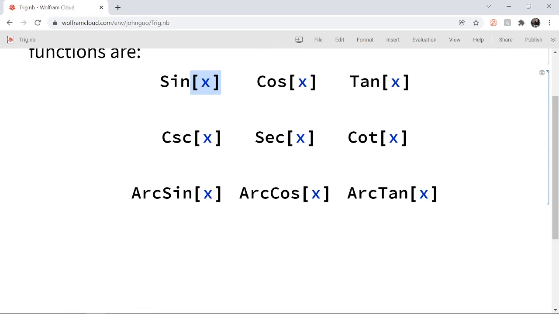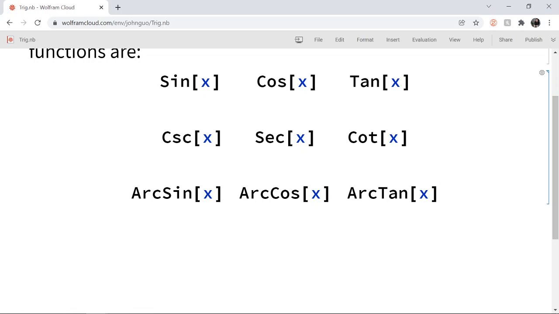Now when we look at the inverse trigonometric functions, they're expressed as ArcSine, ArcCosine, and ArcTangent. And not only is that first character capitalized, but actually S for sine, C for cosine, and T for tangent are capitalized as well. So let's look into evaluating some of these functions at different angles. And let's start with radians.